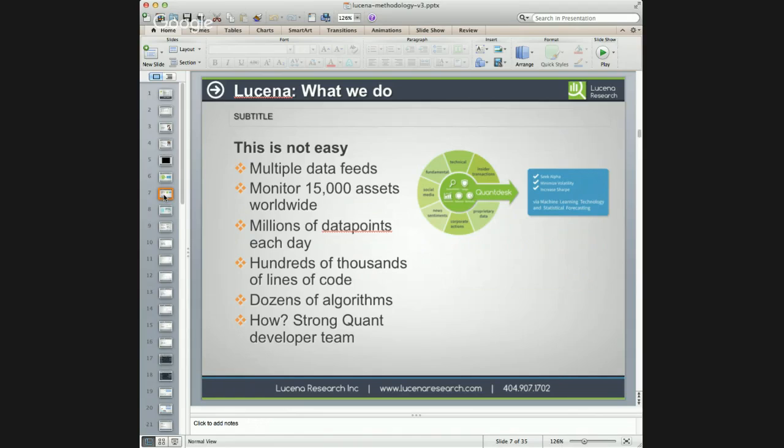The code that supports this includes hundreds of thousands of lines of code. We rely on the same libraries that we're using in this class, NumPy and Pandas and SciPy. We also utilize scikit-learn in case you're interested in that. And we've got a great quant developer team that's created from people just like you who have taken this class.